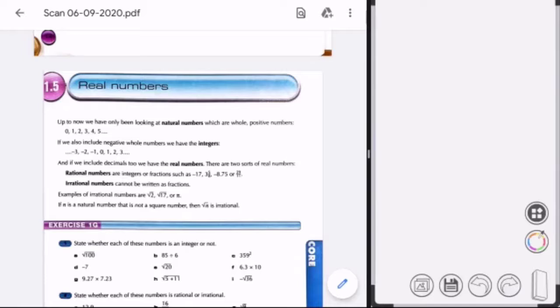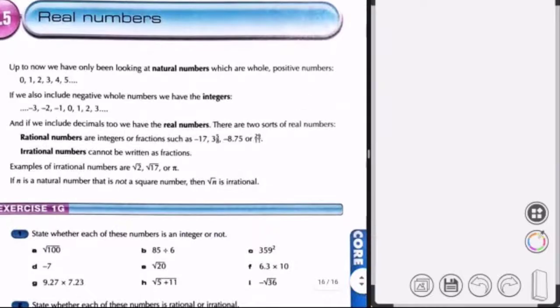There are two sorts of real numbers, rational and irrational. These are two very sensitive points. You should try to understand them. The rational real numbers are integers or fractions such as minus 1, 17.35, minus 8.75 and so on. Irrational numbers cannot be written as fractions. For example, square root of 2, square root of 13, we cannot write these as fractions.